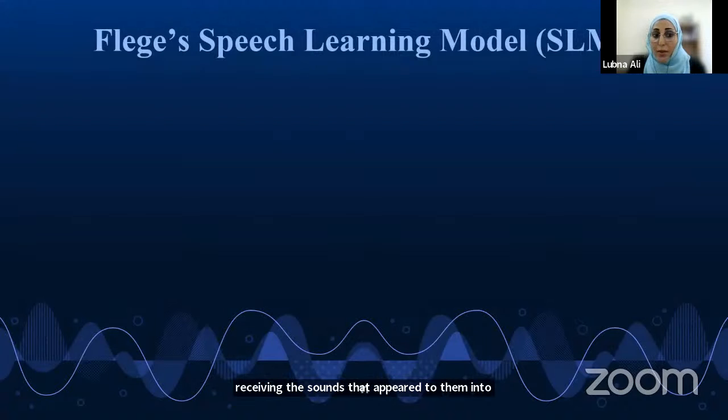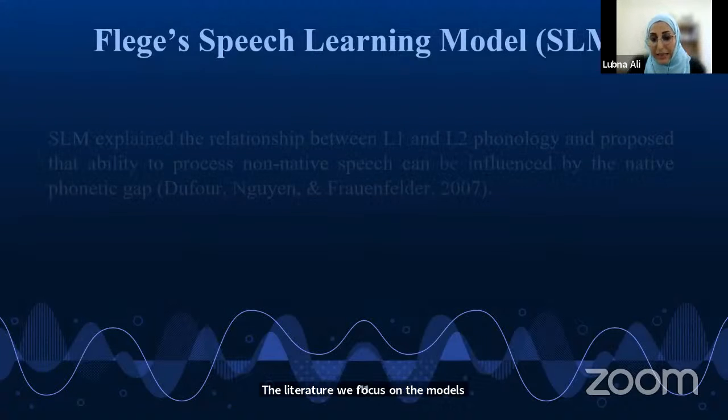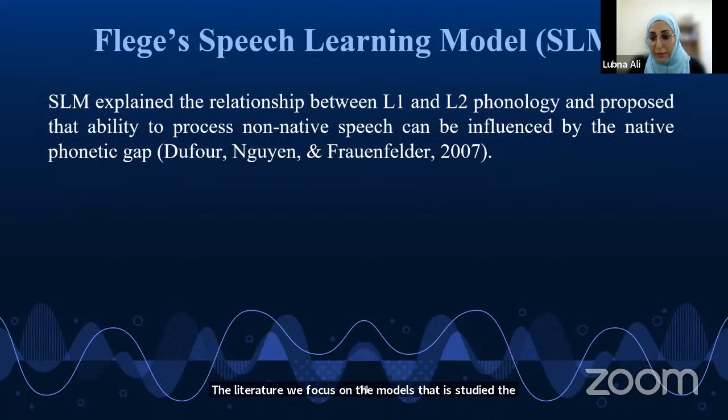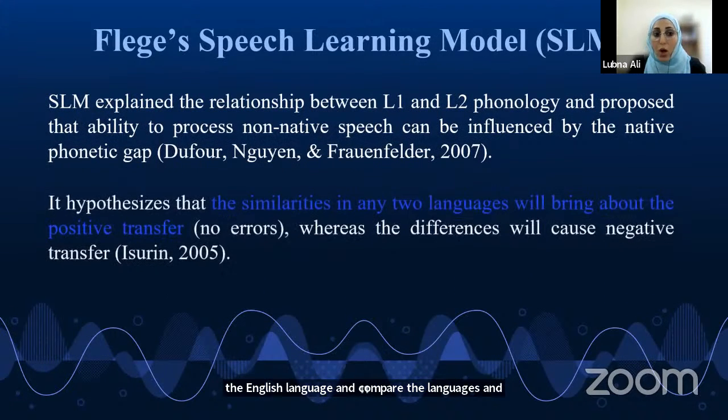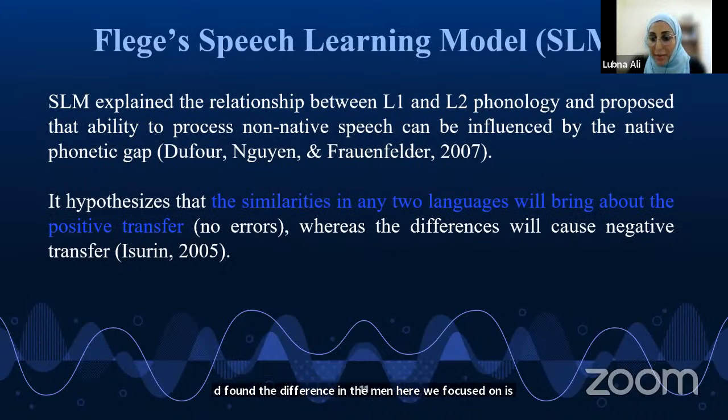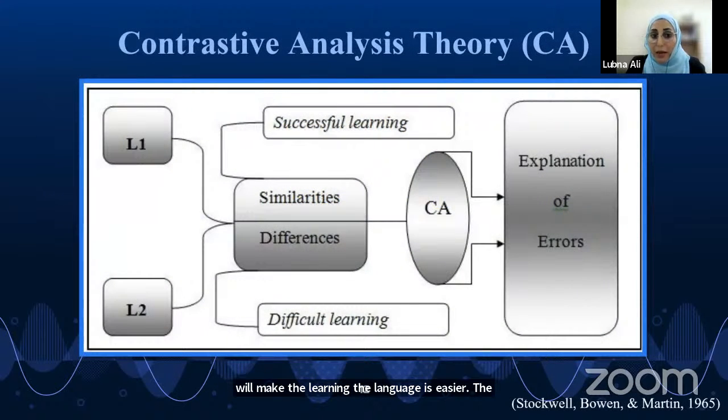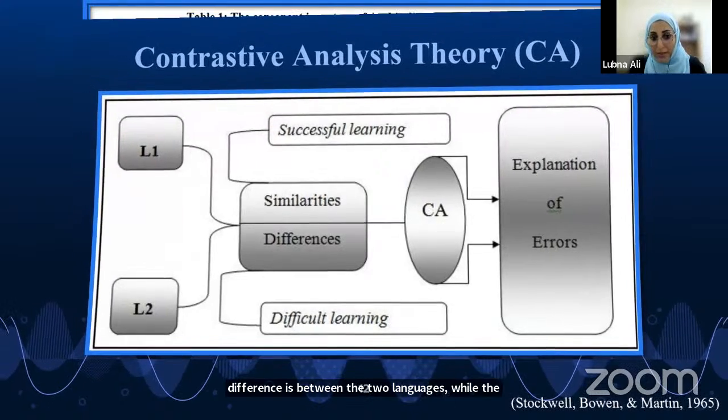In the literature, we focus on the models that studied the English language, compared the languages, and found the differences. The main one we focused on is the Speech Learning Model, SLM, which stated clearly that any similarities between two languages will bring a positive transfer. That means it will make the learning of the language easier. The same was emphasized by contrastive analysis theory, which stated that to study any errors of a language, we need to compare the two languages, and any errors might be because of the differences between the two languages, while the similarities will cause successful learning, so no errors.